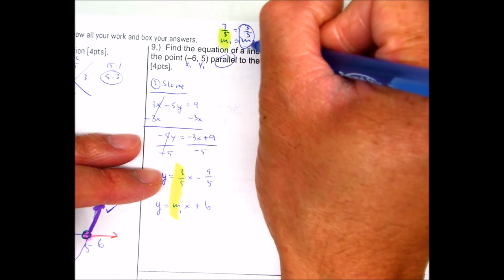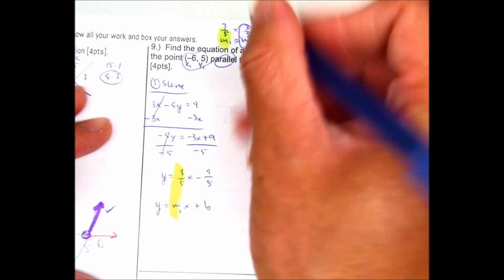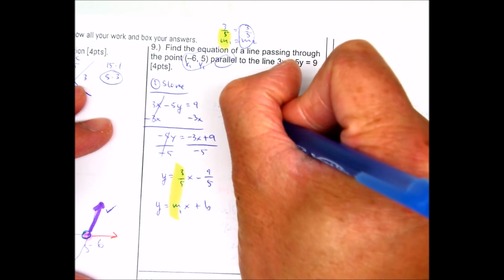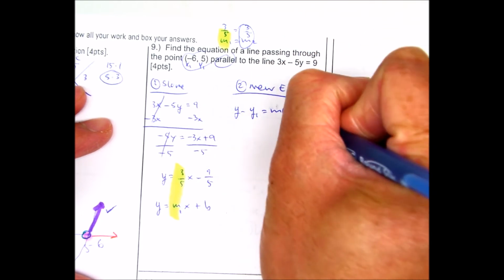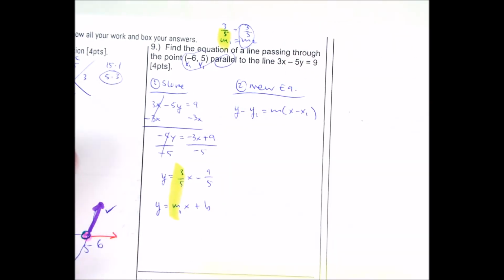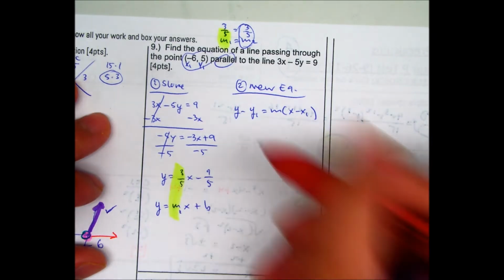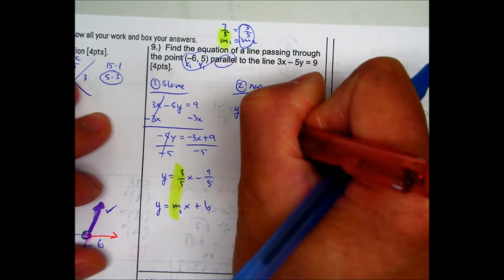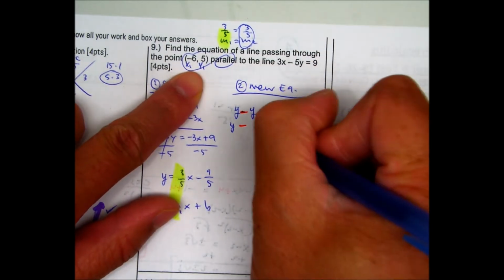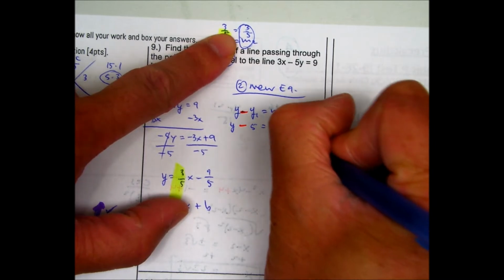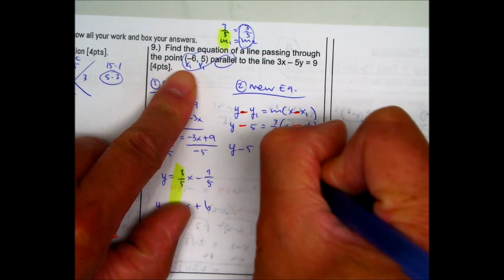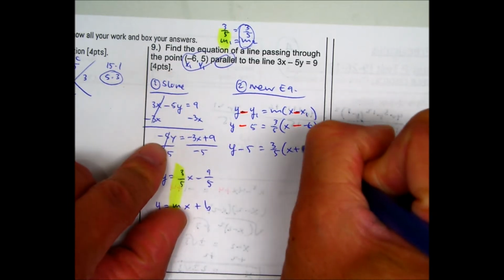So I have the slope and another point, and I can use point-slope form. So new equation, y minus y1 equals m times x minus x1. This is point-slope form. And I'm going to highlight these minus signs. So I have y, and then my y1 value is 5, equals 3/5 x minus x1, which is negative 6. So y minus 5 equals 3/5 x plus 6.